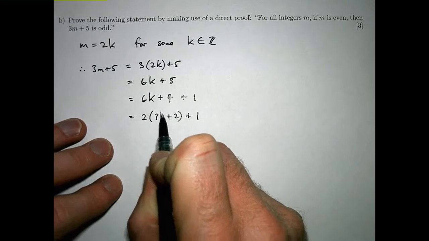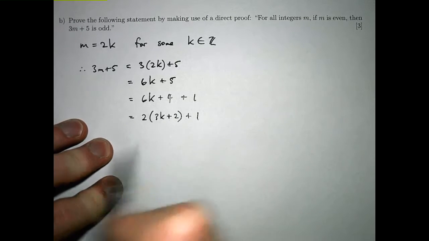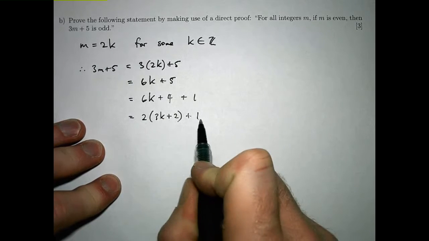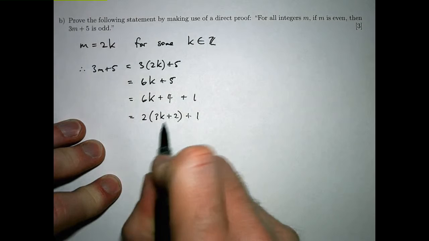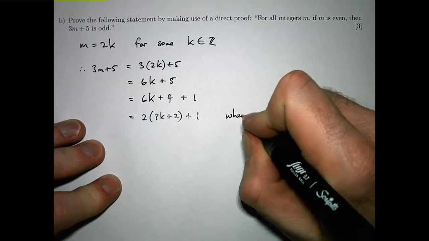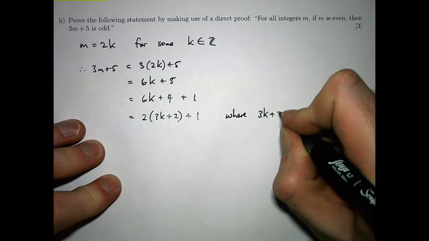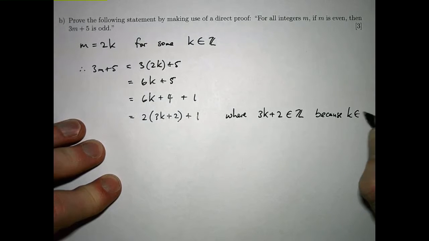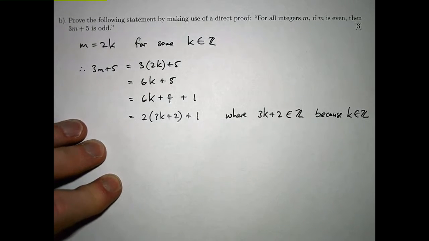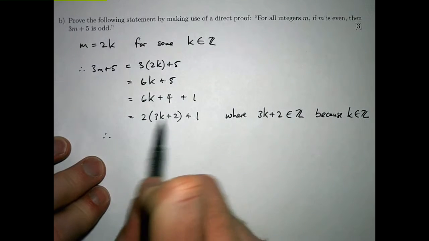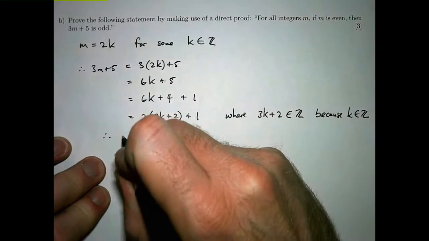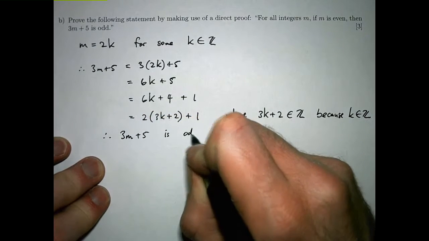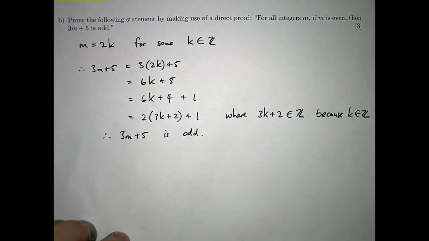Now k is an integer. That means 3 times k is an integer. That means 3k plus 2 is an integer. So we've expressed 3m plus 5 as 2 times some integer plus 1. So we just need to give a little justification of this, where 3k plus 2 is an integer because k is an integer, and therefore we conclude, this is the definition of odd, we conclude therefore 3m plus 5 is odd.